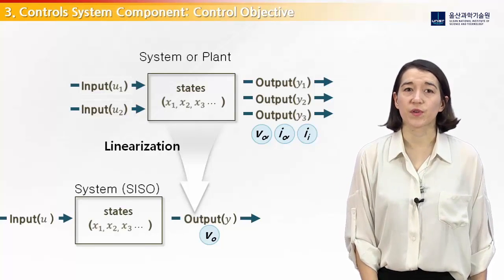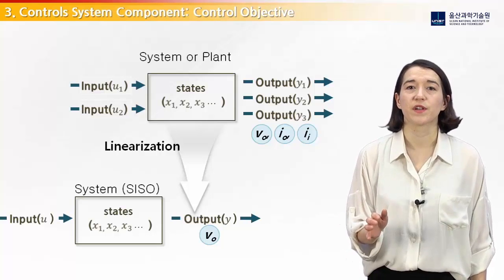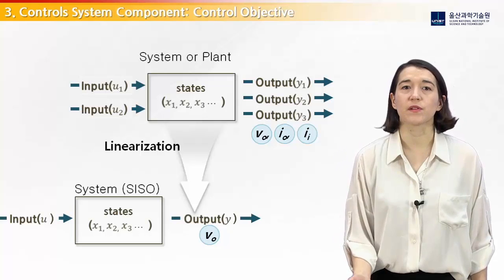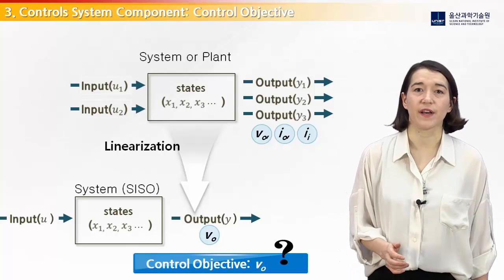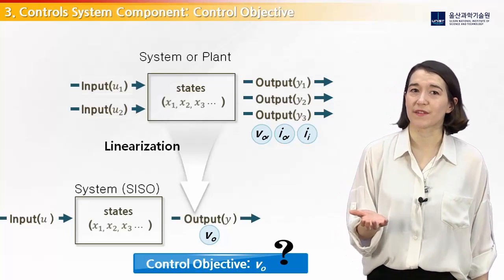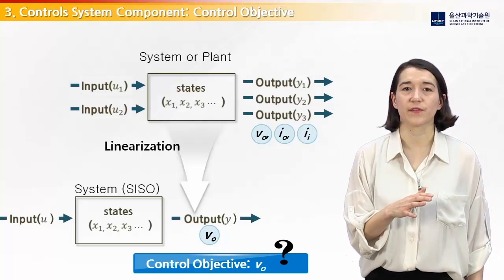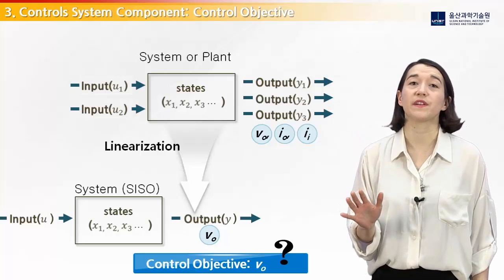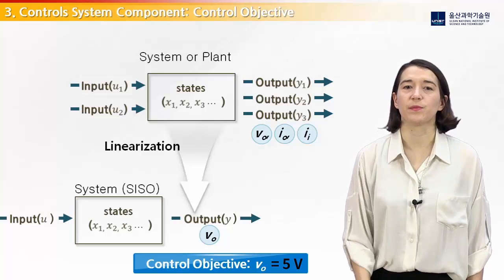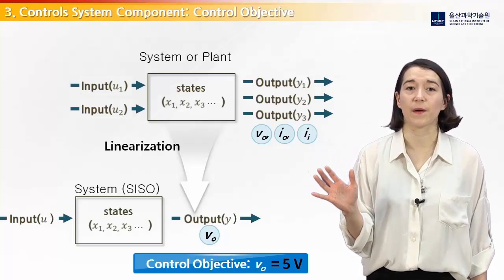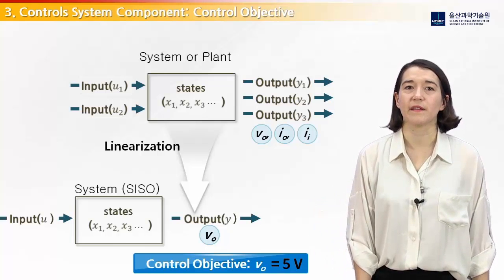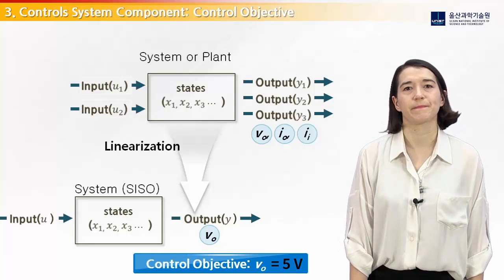For the example system shown here, we have chosen output voltage, which becomes our SISO system output. The next step is to determine the target value for this output. This is the actual control objective. Let's say that we are making a DC-DC converter that will power a 5-volt USB device, like a mobile phone. We want the output voltage to be 5 volts, regardless of how much power the phone is using. In this situation, our control objective is to maintain the output voltage at 5 volts.